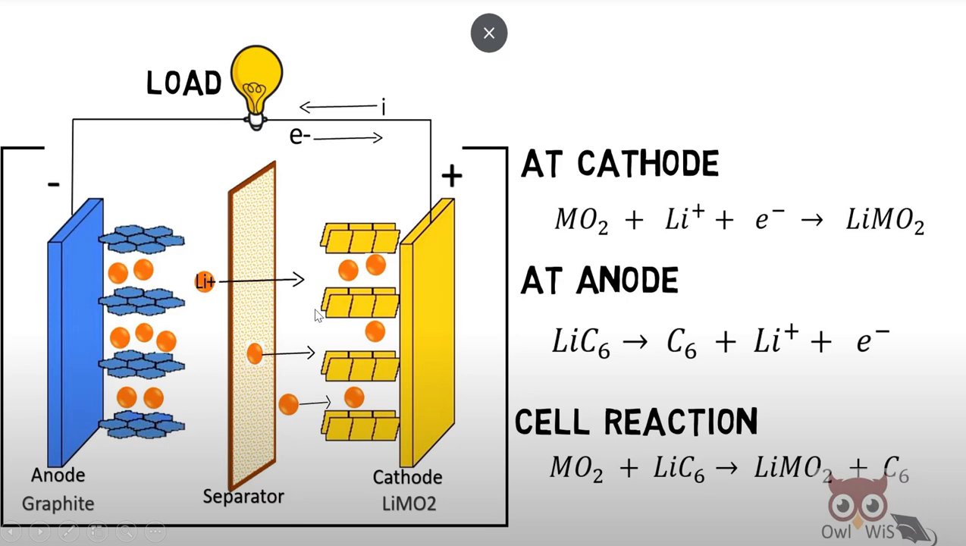lithium metal oxide. Here, at cathode, the metal oxide react with lithium ion to form the lithium metal oxide, and at anode, lithiated carbon reduces to lithium ion plus carbon. The overall cell reaction is the metal oxide plus lithiated carbon gives lithium metal oxide plus carbon.